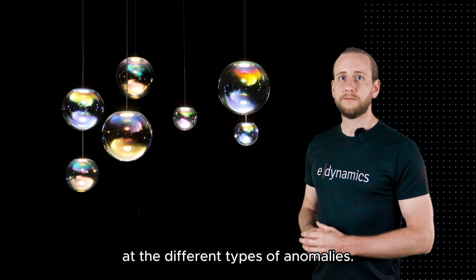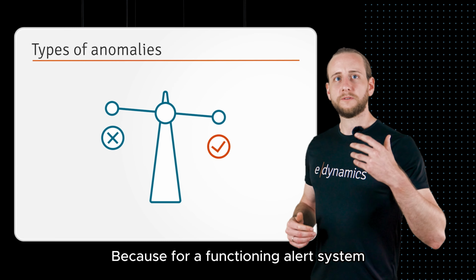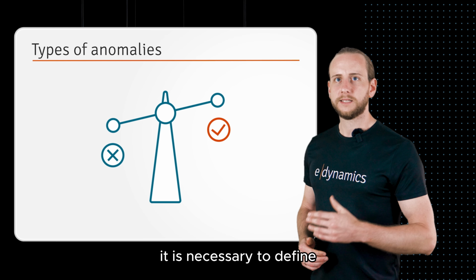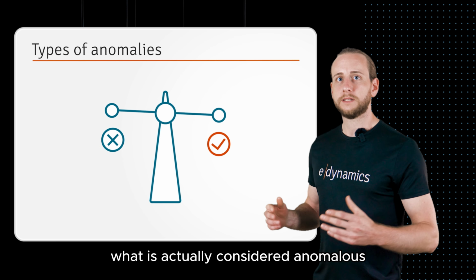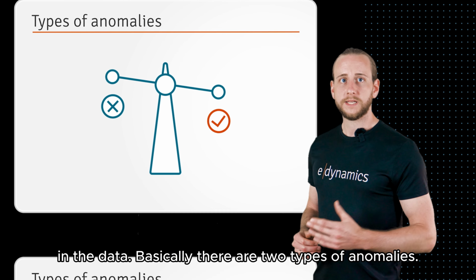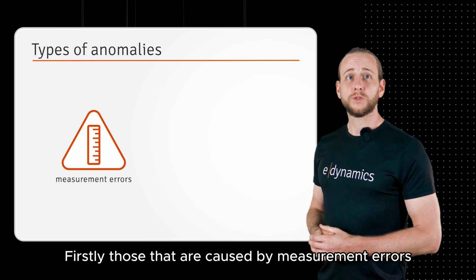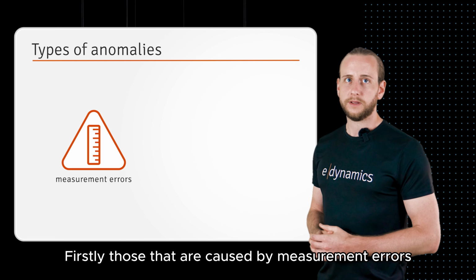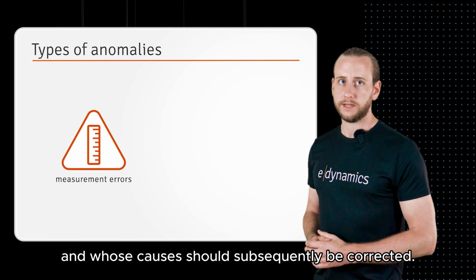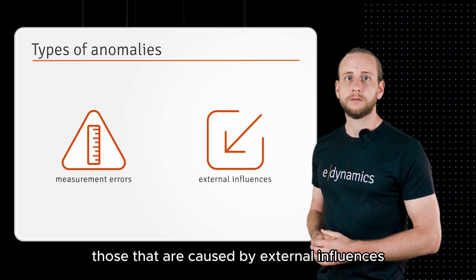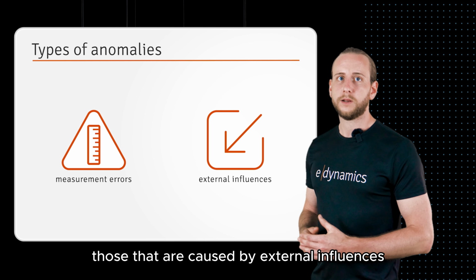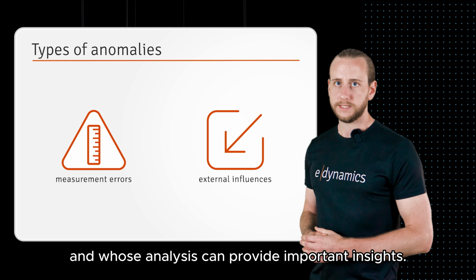Let's first have a look at the different types of anomalies. Because for a functioning alert system, it is necessary to define what is actually considered anomalous in the data. Basically, there are two types of anomalies. Firstly, those that are caused by measurement errors and whose causes should subsequently be corrected. And secondly, those that are caused by external influences and whose analysis can provide important insights.